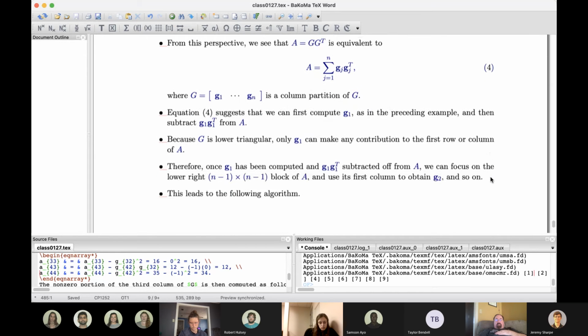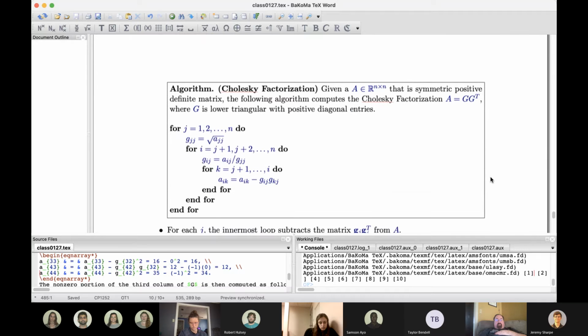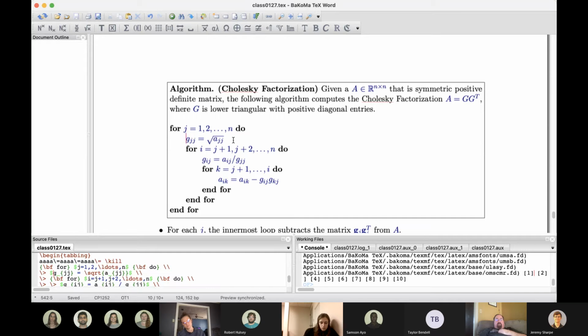I'll come to this part in a bit, but I want to show you the general algorithm that mimics what I did in the example. You're iterating over all the columns. So you compute the first column of G, then the second column of G, etc. You always start with a square root of a diagonal entry that you have in that column. Then when you go through the rest of a column, you're always dividing to get Gij. You take Aij divided by the diagonal entry that you just got.